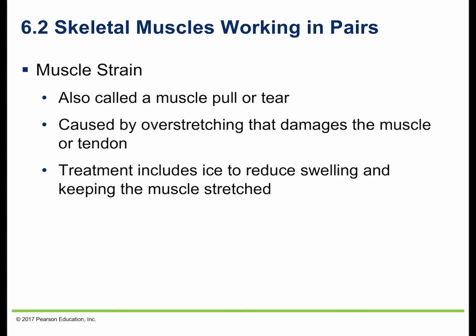Okay, so a muscle strain. We brought this up in the previous lecture. There's a sprain and then there's a strain. A sprain is a torn or injured ligament, and a strain is a muscle or tendon type of tear.